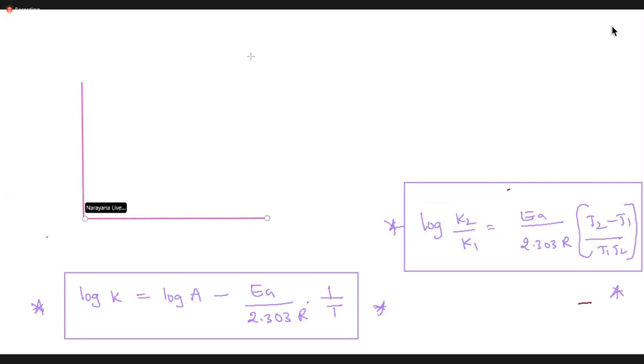Now tell me how the graph will be if I plot log k versus 1 by T. Is it a positive slope or a negative slope? Negative. We are plotting this versus this. The slope has a multiplying factor of minus, so you will get a graph like this. Am I right? Yes, sir.